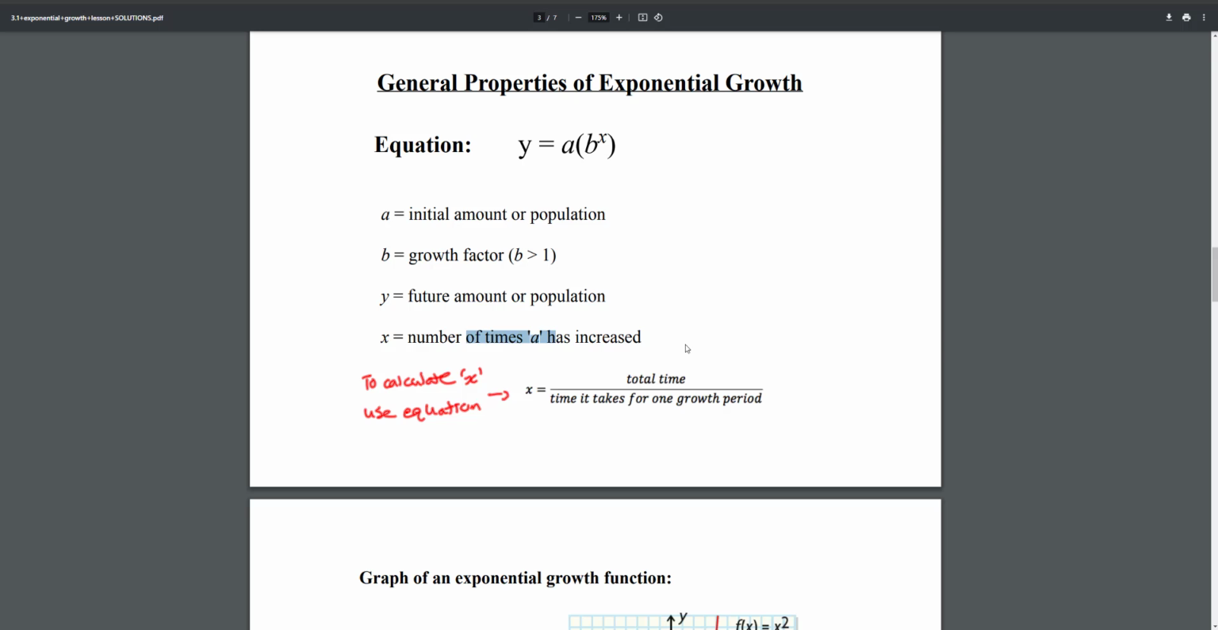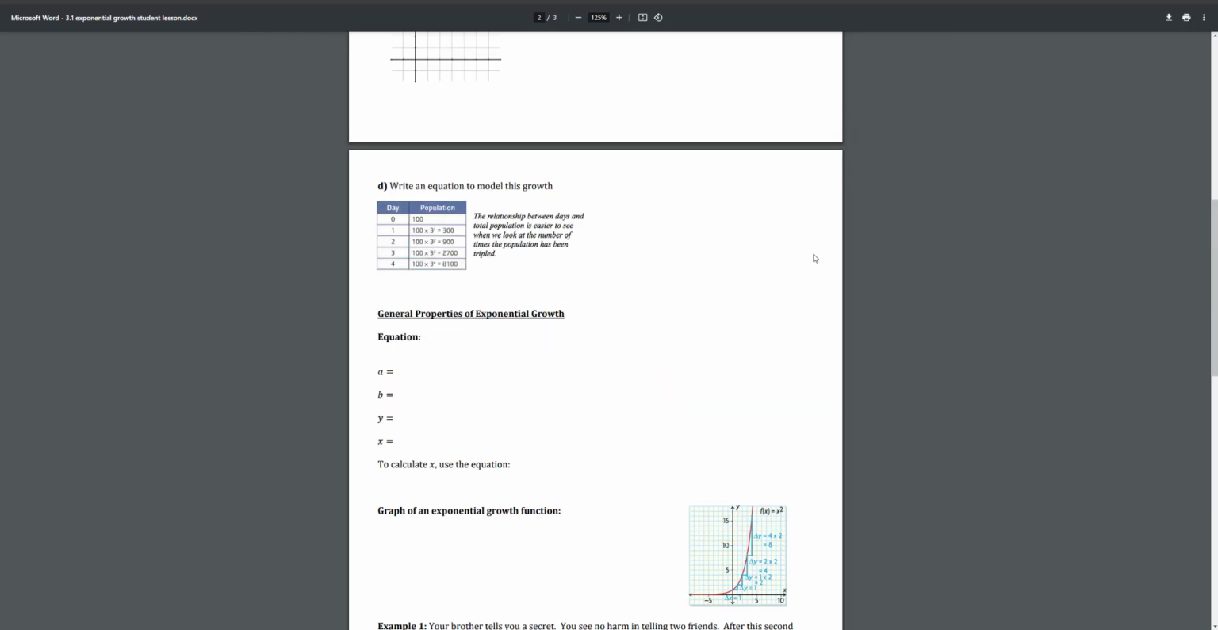And this is where students find it a little bit more challenging. Well, x can be a little confusing, but we have a nice little equation for x. To calculate x, use this equation: the total time divided by the time it takes for one growth period. And what does it mean by one growth period? Well, I'm going to give you an example of that now.